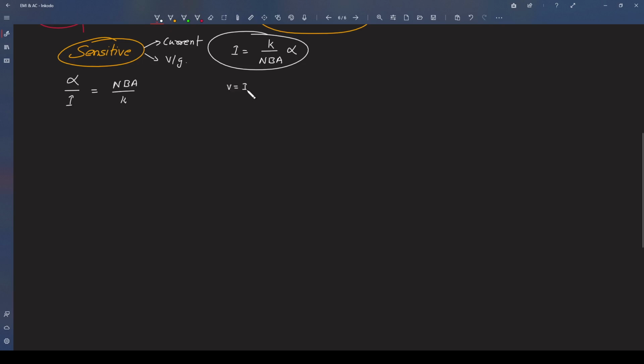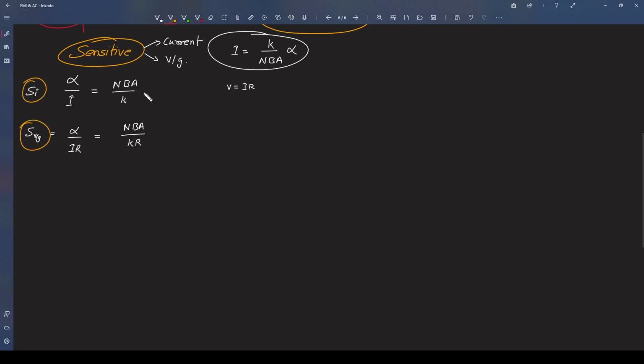So voltage is what? It is IR. So this is current sensitivity. If you have to find voltage sensitivity, you will have to find alpha divided by IR, that is alpha by V. So here also you will have to do the same thing, that is this divided by KR. Now R is external resistance, so we cannot do anything in that. These are the two types of sensitivity.